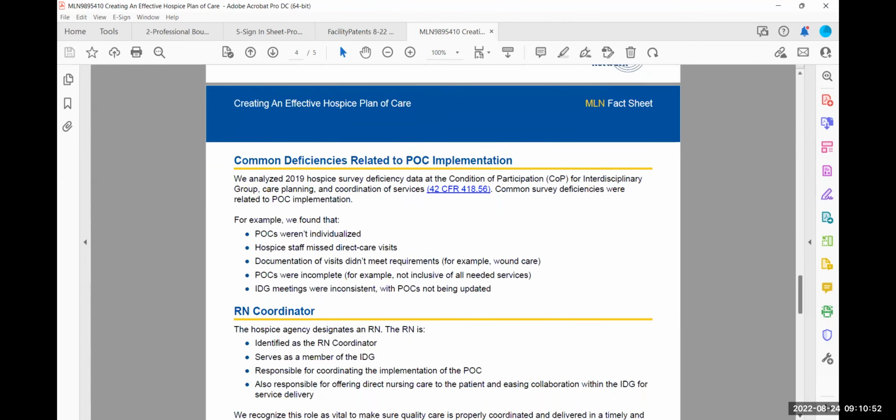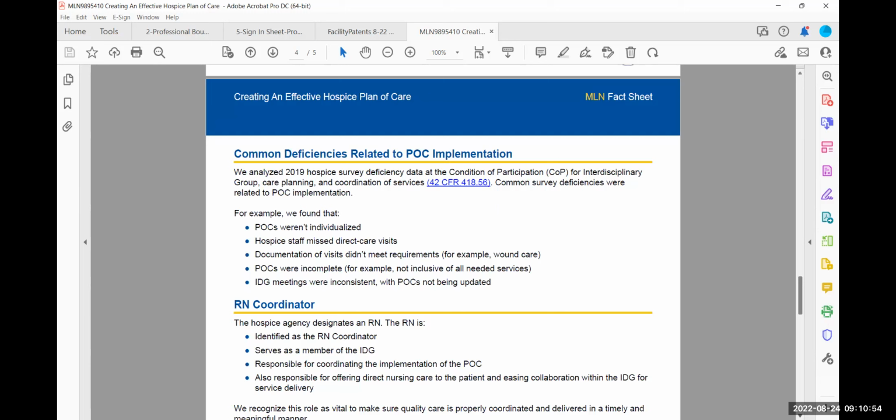So deficiencies. So when they do surveys, what do they find? So they analyzed 2019 hospice survey deficiency data at the condition of participation for IDG care planning and coordination of services, right? What did they find? Plan of cares weren't individualized. Hospice staff missed direct care visits.